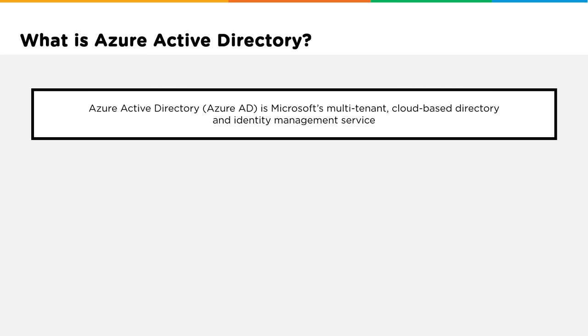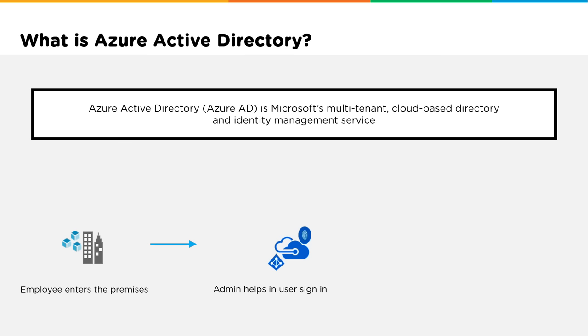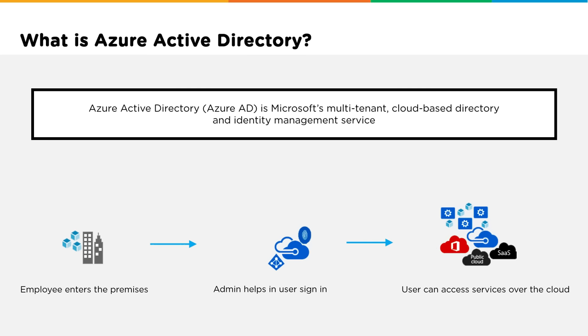So what is Azure Active Directory? Now, Azure Active Directory is a service that falls under the identity domain. It allows multiple users and is a cloud-based directory and identity management service. Now, here's an ideal scenario. You're joining an office newly. The admin helps you sign up to whatever services you want, and you can access these services anywhere over the cloud.